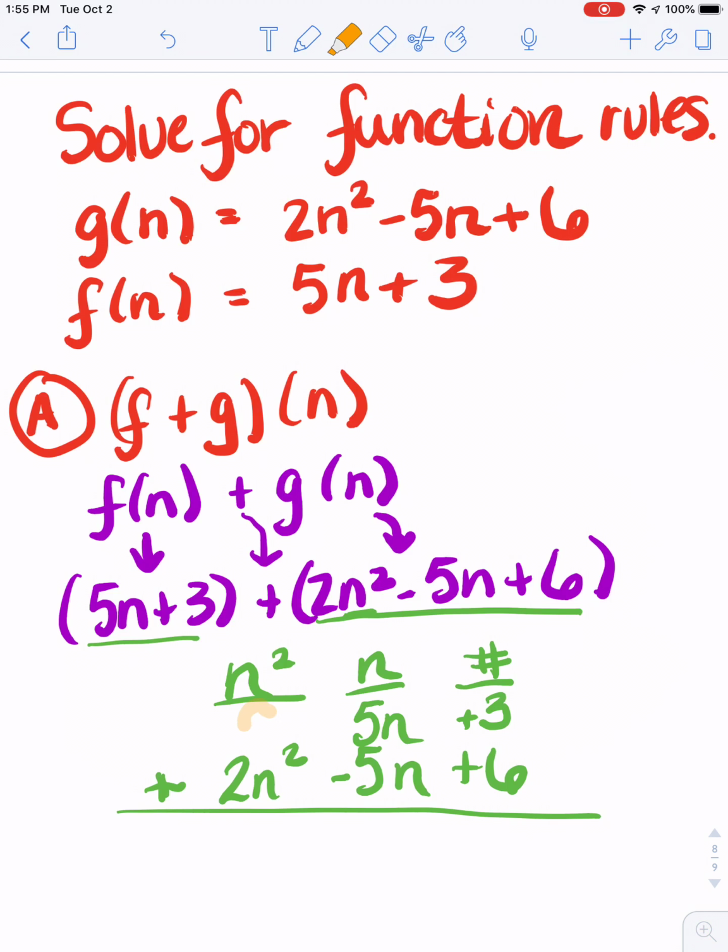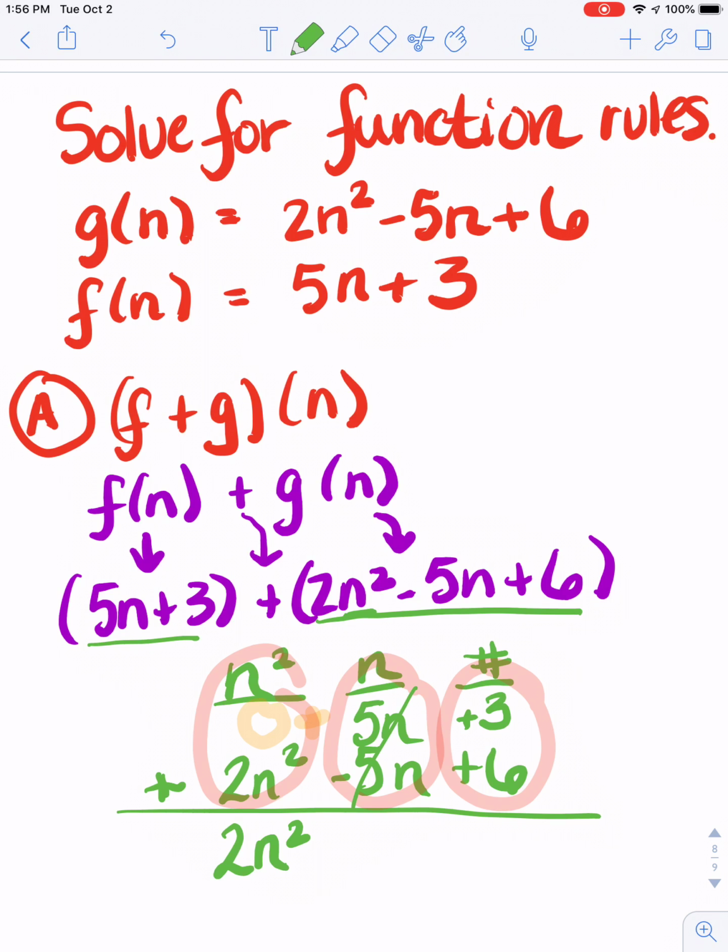Now my job is just a total. Some of you mentioned you liked putting the zeros in there. If you don't want to do that, that's fine. But either way, if I total this column, I'm going to end up with 2n squared. If I total this column, I'm going to see that positive 5n and negative 5n basically cancel each other out. This end, where the numbers are positive 3 and positive 6, is going to be positive 9. So that's going to be my final answer.